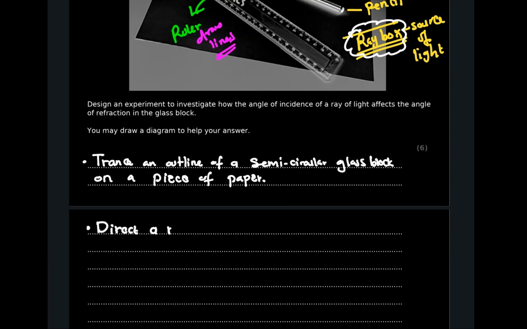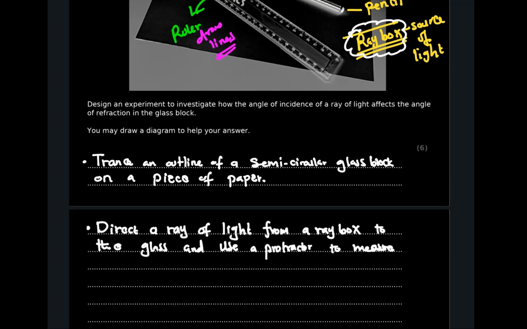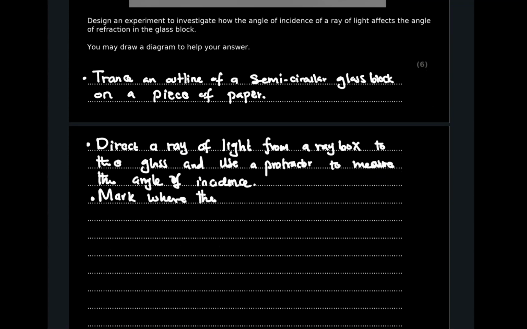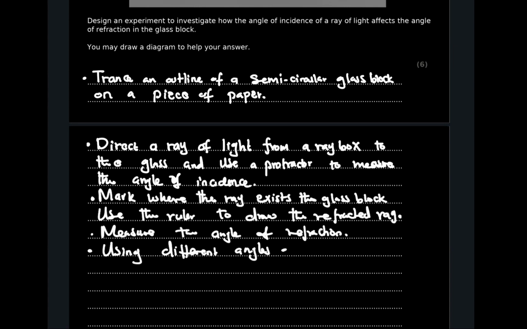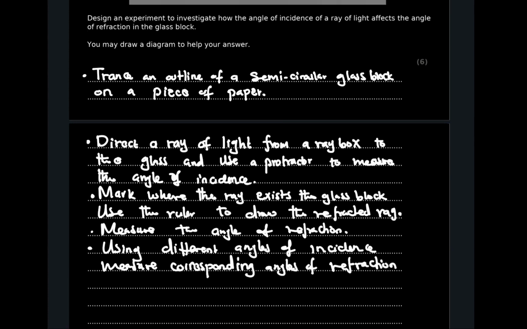So direct a ray of light from the ray box to the glass block, and use a protractor to measure the angle of incidence. Mark where the ray of light exits the glass block, and then use a ruler to draw the refracted ray. Once you've done that, measure the angle of refraction, and then, using different angles of incidence, measure more corresponding angles of refraction.